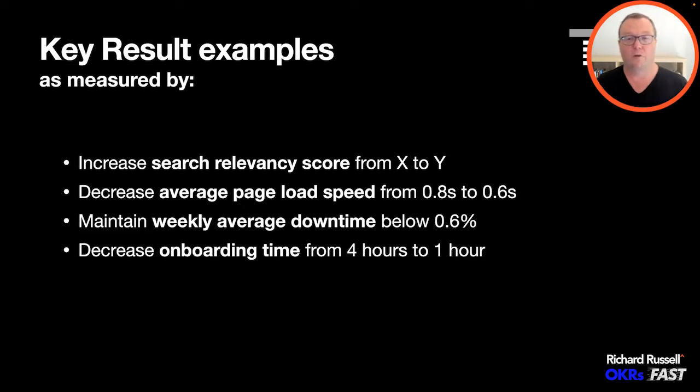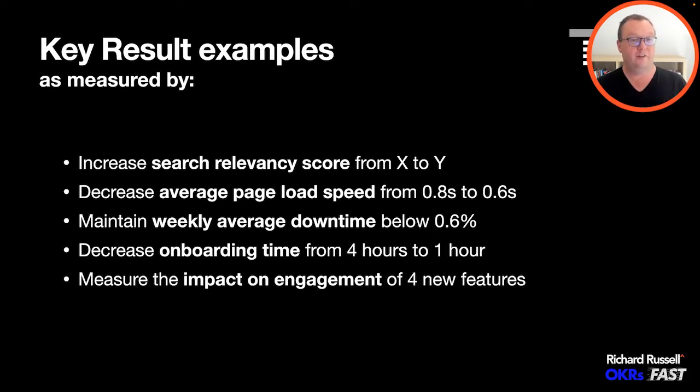Decrease the onboarding time from 4 hours to 1 hour. This is the kind of thing where we know there's a measure somewhere, but it's very much a human thing. People are doing some work to become customers, and it takes 4 hours. Maybe you want to decrease that time, and that would be a good measure. Another example would be measure the impact on engagement of 4 new features. This is one of those slightly strange ones in that it doesn't really have a number. I mean, 4 is a number, but it's not the number you're measuring. What you're trying to do is get some data. So your key result is to launch these features, have them used enough to be able to measure the impact on engagement and actually get that data, so you know what the impact is, presumably so you can make some decisions in the future.